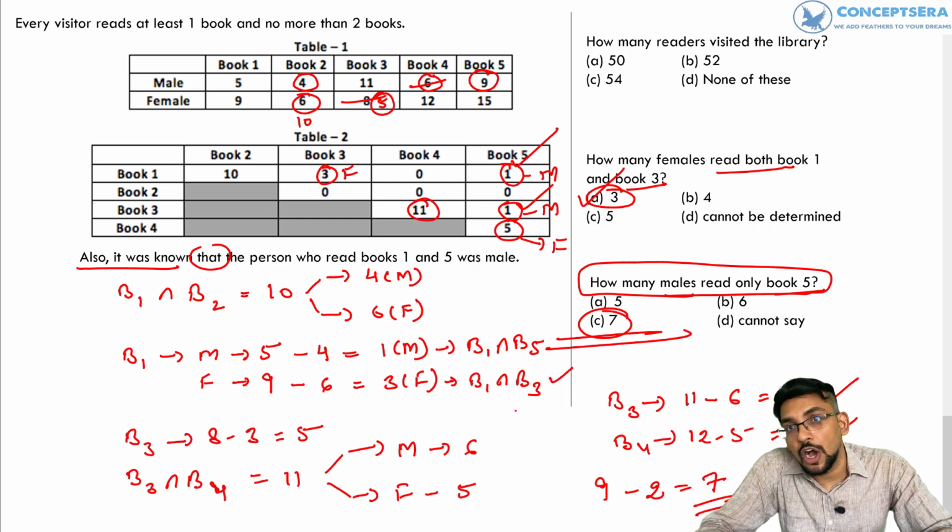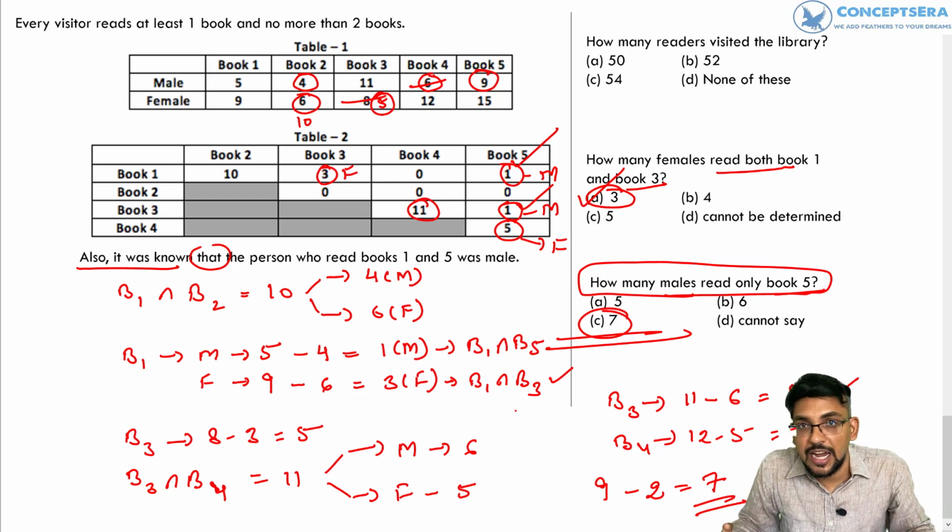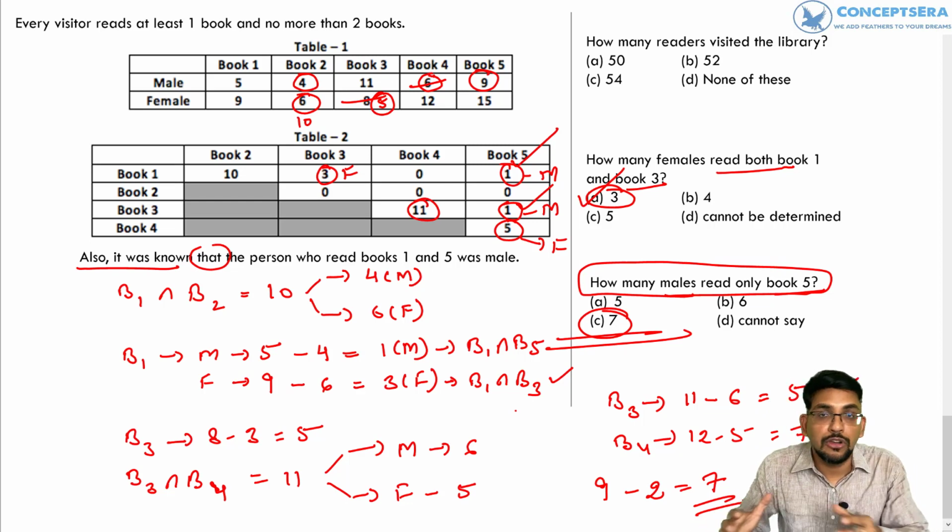So I hope that you understood how we can approach these kinds of caselets. These kinds of caselets are pretty common in CAT, and definitely we can decode them if we follow a systematic approach.